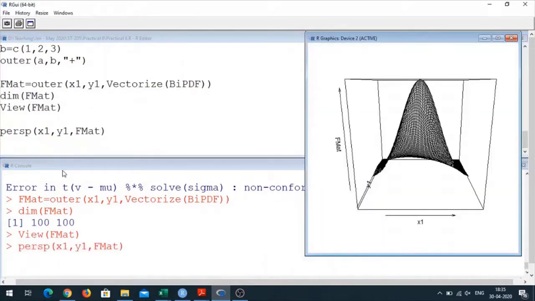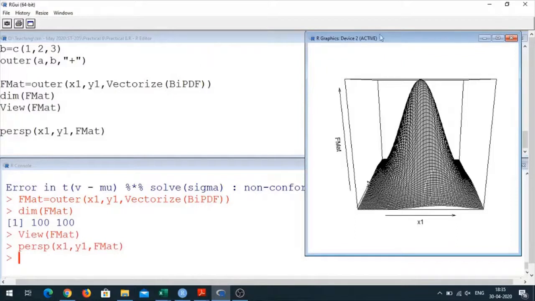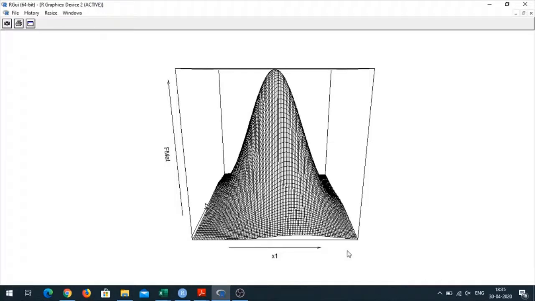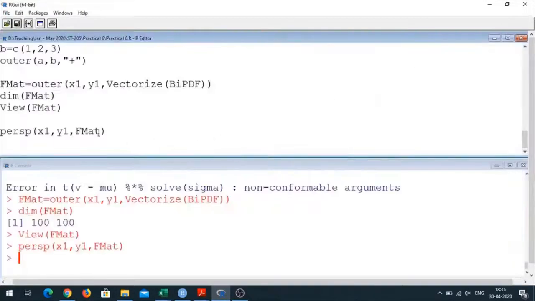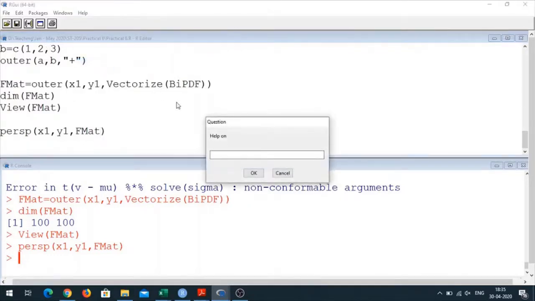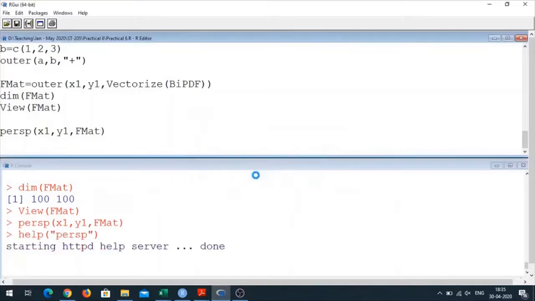Okay. See, this is the graph we get. So along this axis x1 values are increasing, along this axis y1 are increasing, and this is the z axis, that is PDF. Okay. There are some things that you can try. So for example, you can rotate this. So let me open help of persp and show you. We can rotate it. We can also get the entries on x and y axis. Right now there is nothing. So let us open persp help.